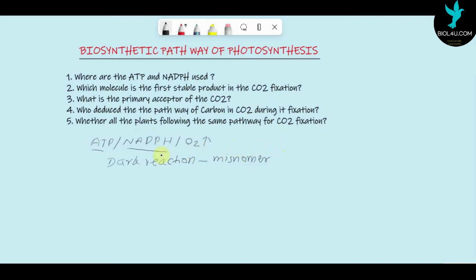So that means the biosynthetic pathway not only operates in the dark, but also operates in other conditions.